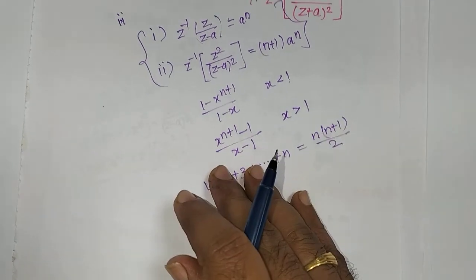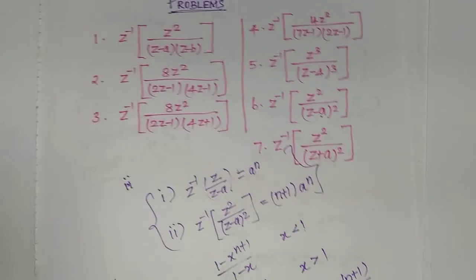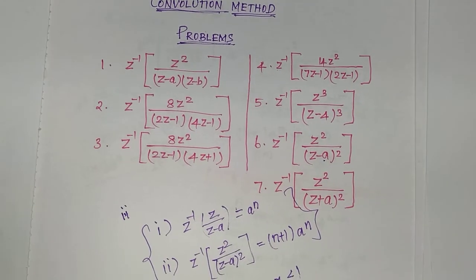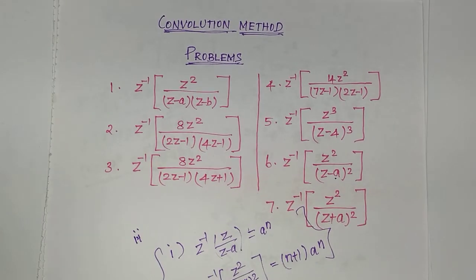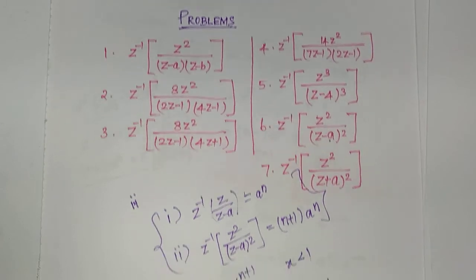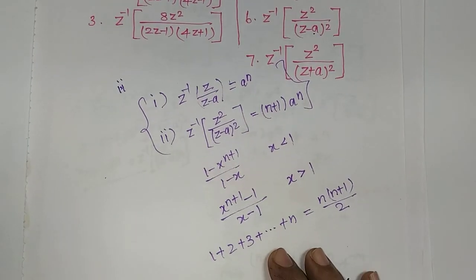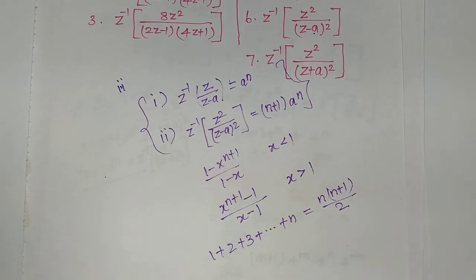So now I completed the convolution method. From this, definitely you will get 8 marks if you know these two formulas and the geometric progression formulas. Very simple. Okay.